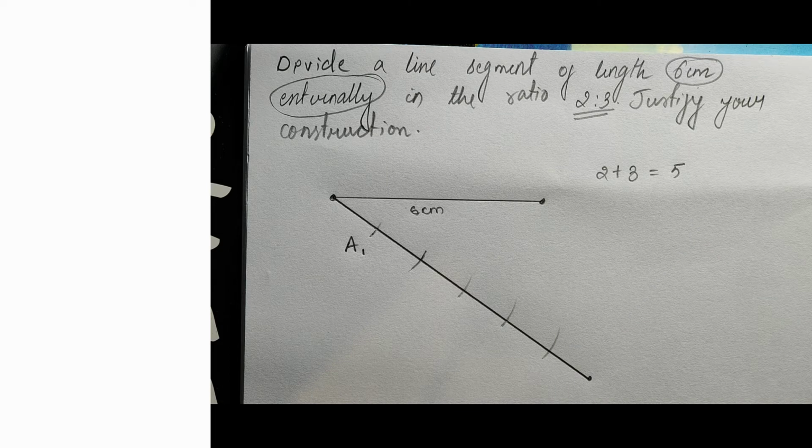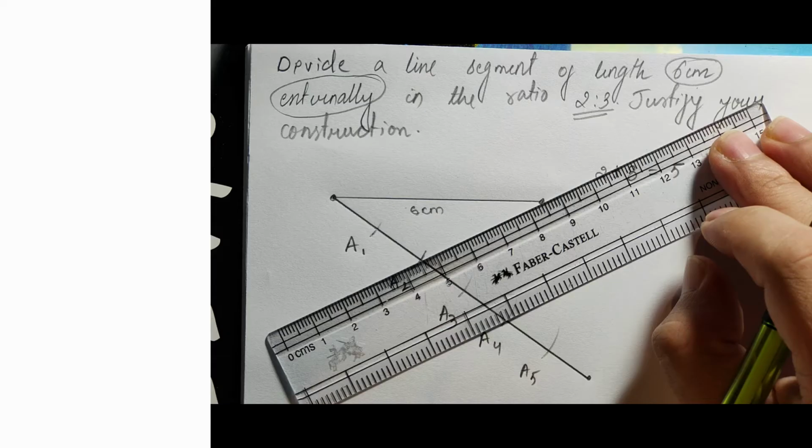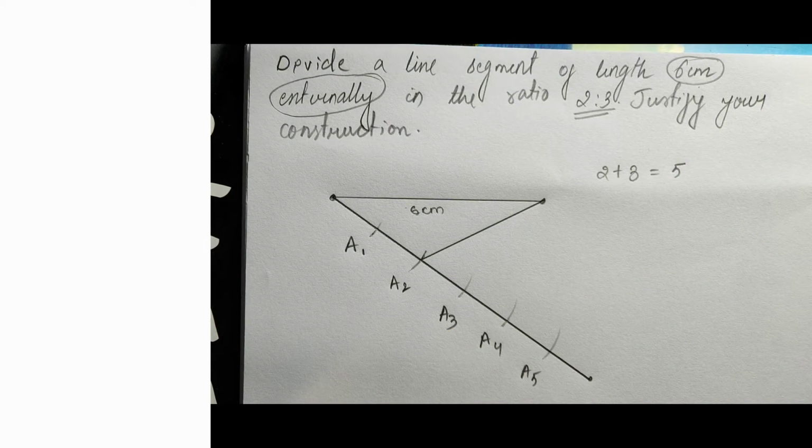Just like the previous question, mark the first arc as A1, second arc as A2, and so on all the way up to the fifth arc, that is A5. Now in the previous question where you had to divide the line internally, you would join the last arc and the end point. This time you will draw the line between the first ratio and the end point. So here the ratio is 2:3. So we will draw a line between A2 and the other point. This is the point of difference between internally and externally. The line will look something like this.